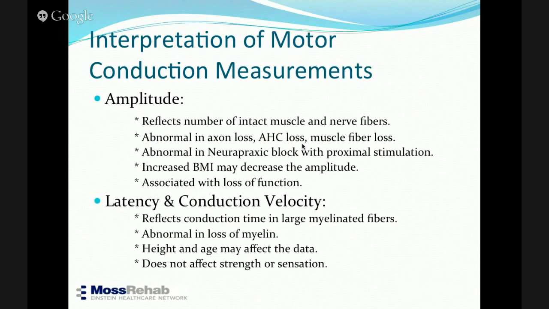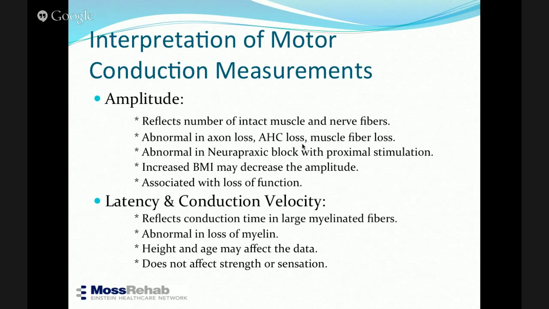So we already talked about some of these things, right? Amplitude reflects the number of intact muscle fibers and nerve fibers. It's abnormal in axon loss, anterior horn cell loss, muscle fiber loss, so a lot of things could cause that. It's abnormal in neuropraxic block with proximal stimulation. Increased BMI may cause problems with amplitude. If you have a 600 pounder, there's a lot of subcutaneous tissue between your generator, which is the muscle, and your recording electrode. You're going to have smaller responses, right?